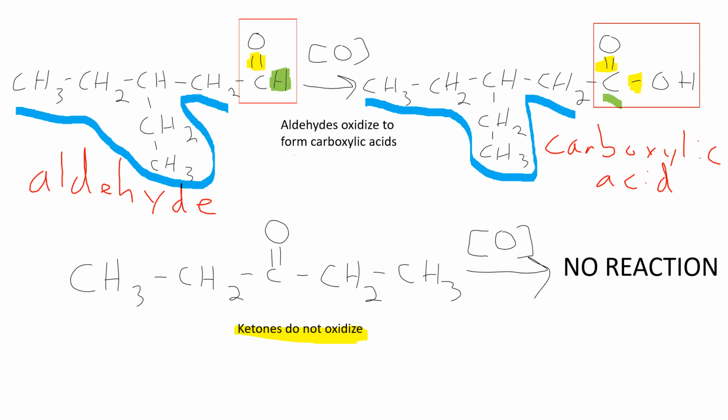And we can kind of look at why ketones don't oxidize. Well, in order to oxidize, you need to lose a carbon-hydrogen bond. Look at this carbon underlined in green. That's the carbon of the ketone. We don't have any hydrogens bonded to it. So that means we can't perform that oxidation. So ketones will not oxidize.